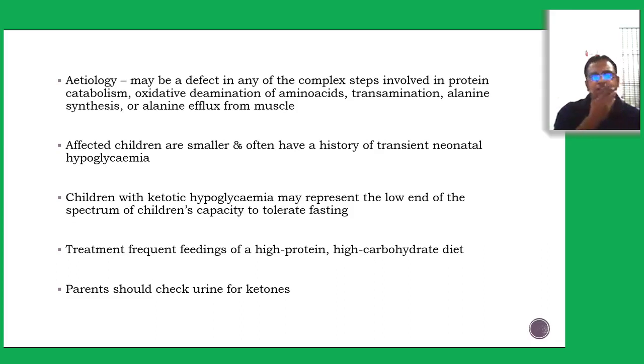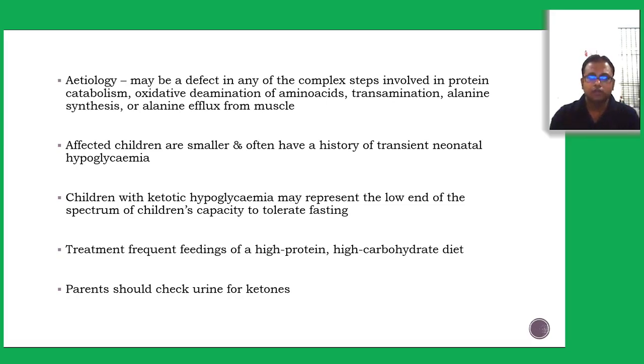So the etiology is not very clear. Maybe a defect in any of the complex steps involved in protein catabolism, oxidative deamination of amino acids, transamination, alanine synthesis, or alanine efflux from muscle. Affected children are smaller, and often they give a history of transient neonatal hypoglycemia, and some were actually IUGR babies.